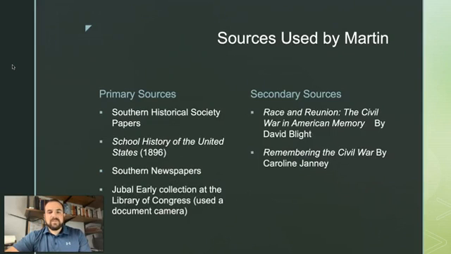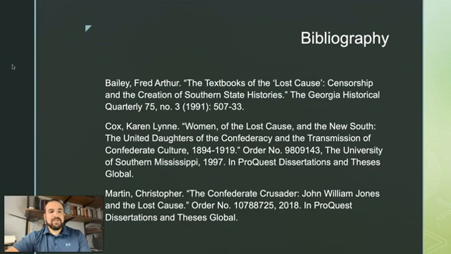Martin used a variety of sources as well. He's going to, just like Cox, rely on those Southern Historical Society papers. The textbook published by Jones is a major source, and then he also looks into Southern newspapers and archive collections. Here is a list of my three sources.